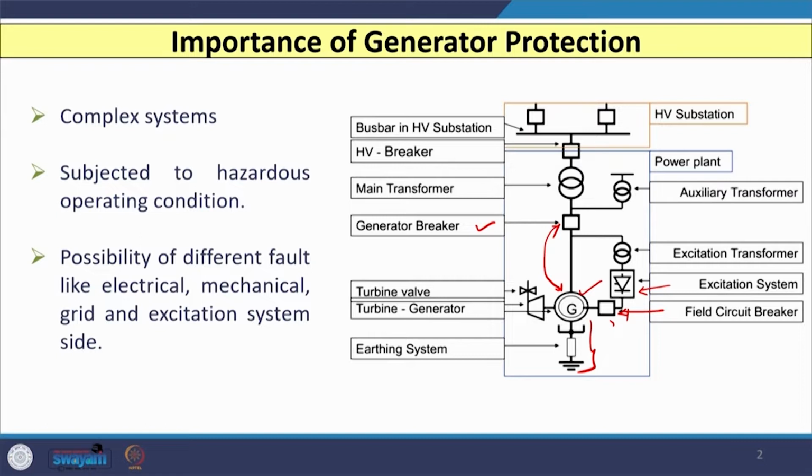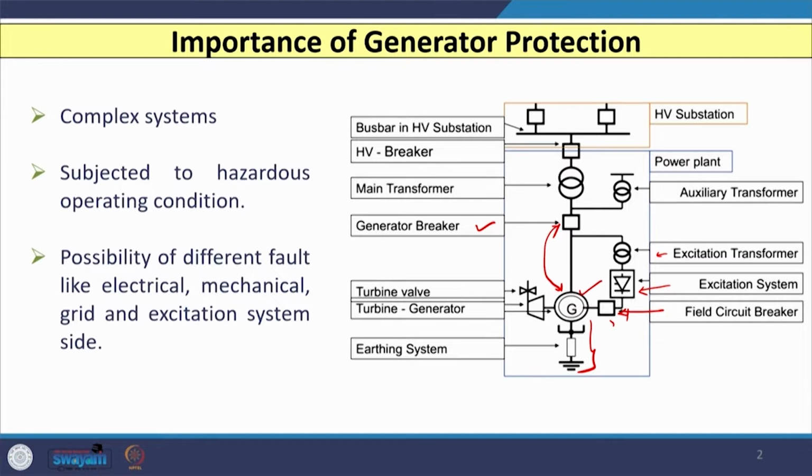And along with the excitation system, the excitation transformer is also connected. Generator is a very complex system because it contains the stator and rotor also. Along with that, excitation systems are also there in the generator. So, if any fault occurs in the excitation system or in the stator or in the rotor, then the relay has to operate instantaneously, so that whatever damage is there can be avoided.